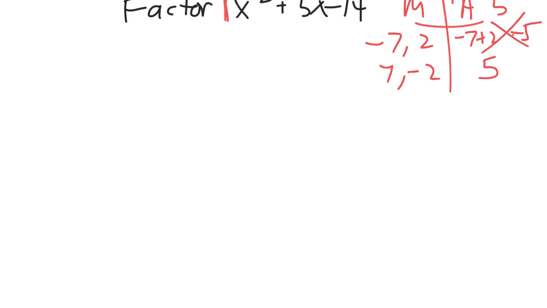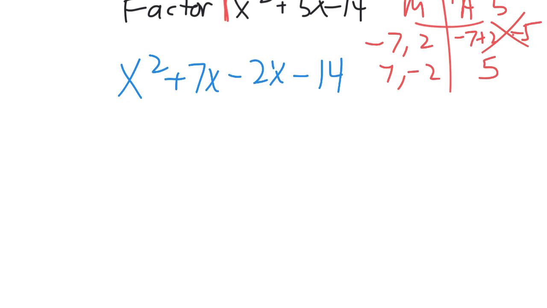I'll get a positive 5, which is what I wanted. Okay, so then let me change color because I'm kind of bored of red. I'm going to take my trinomial that I have written down here, and I'm going to copy the first term and the last term. And then I'm going to insert the two numbers 7 and negative 2 as 2 terms. So 7 and negative 2.